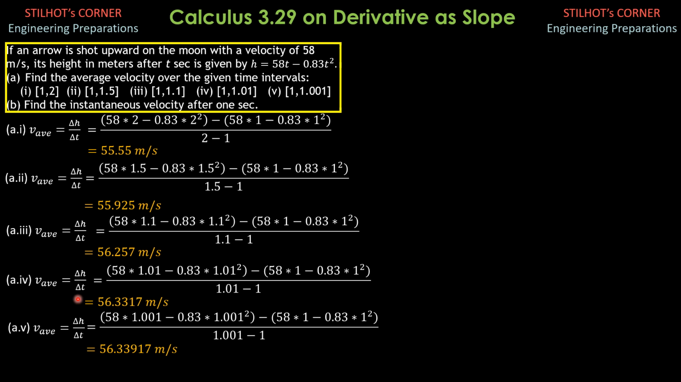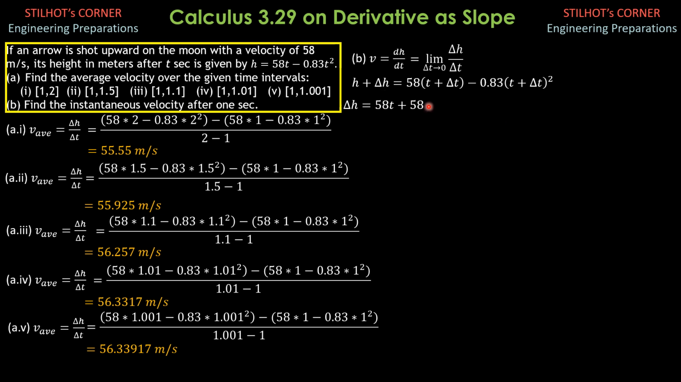Then for part B, the instantaneous velocity, let's evaluate the limit of delta h over delta t as delta t approaches zero. So v is dh/dt, and it is equal to the limit of delta h over delta t as delta t approaches zero. So h plus delta h equals 58 times quantity t plus delta t, minus 0.83 times quantity t plus delta t squared. So delta h is equal to 58t plus 58 delta t minus 0.83 quantity t squared plus 2t delta t plus delta t squared, minus quantity 58t minus 0.83t squared, which is h.